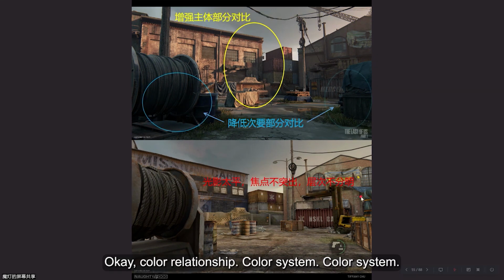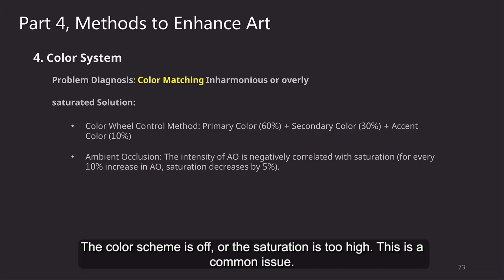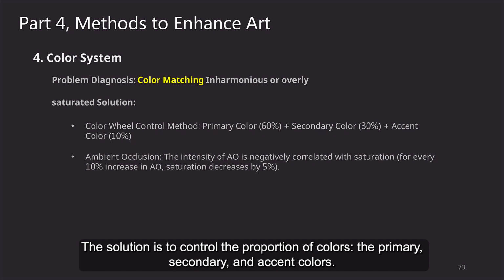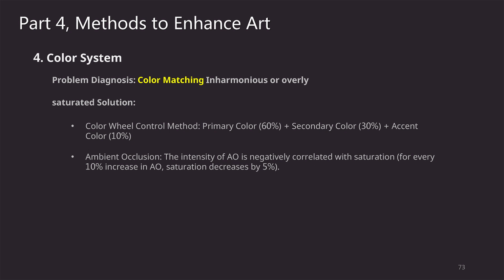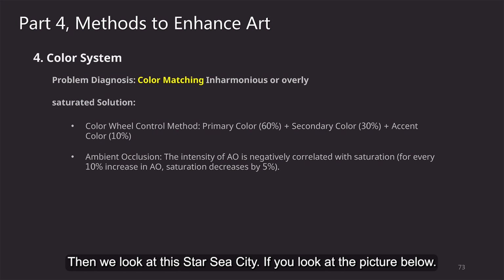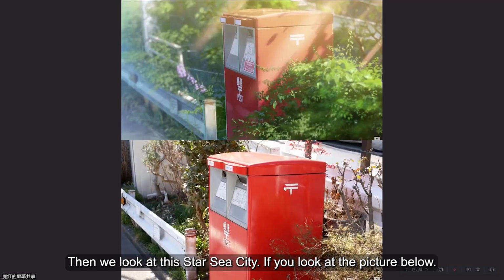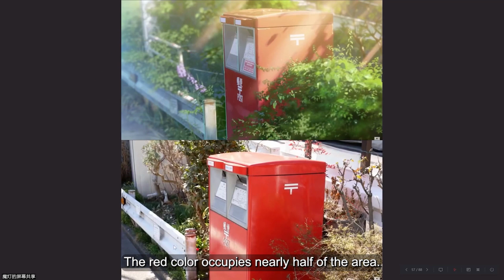Okay, color relationship, color system. The color scheme is off, or the saturation is too high. This is a common issue. The solution is to control the proportion of colors: the primary, secondary, and accent colors. Then we look at this Star Sea City. If you look at the picture below, the red color occupies nearly half of the area. And the white color is also very prominent. So this is how Star Sea City handles it.